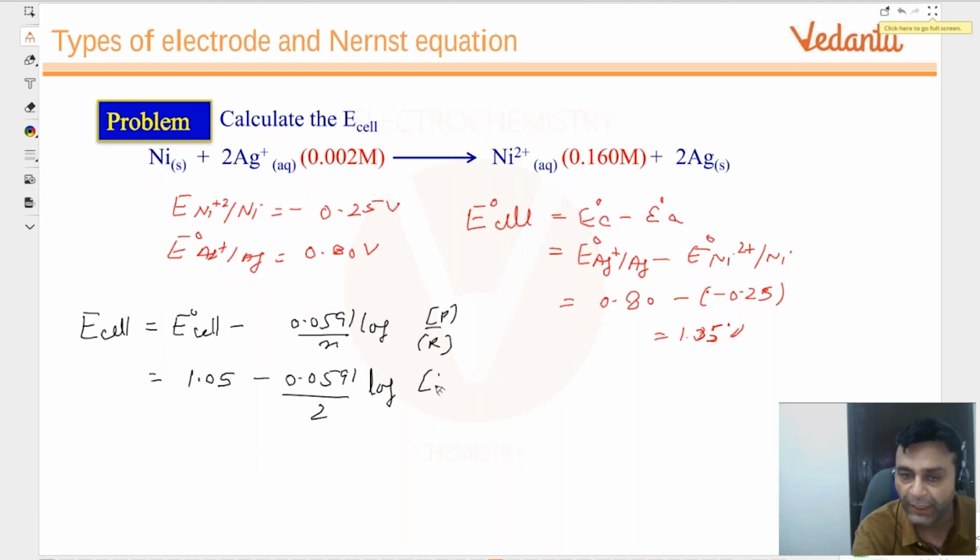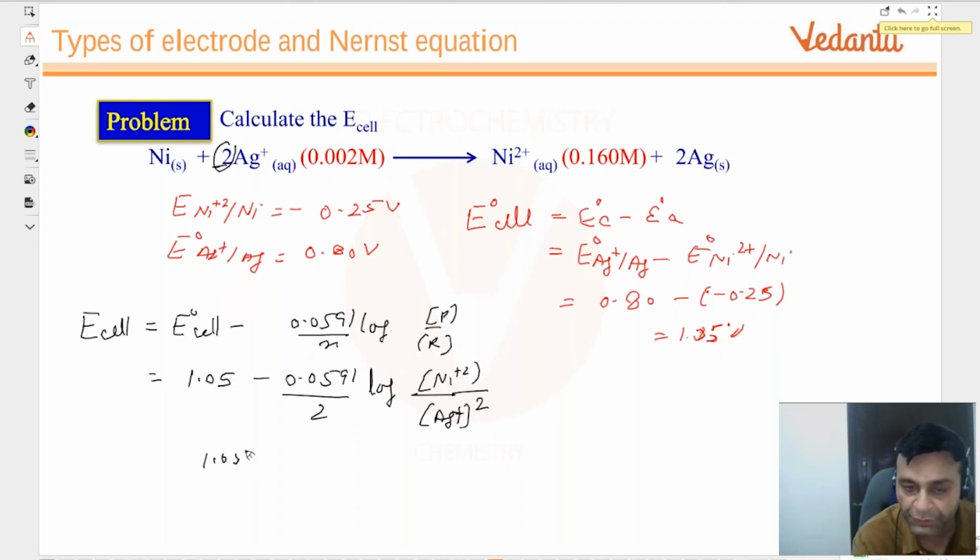In the product, we have a nickel ion concentration, and here we have a silver ion concentration to the power 2. Very important here, to the power 2. The coefficient must now be brought to the power. This is a very important thing. Please note it down here. That is, this coefficient should now be the power here.